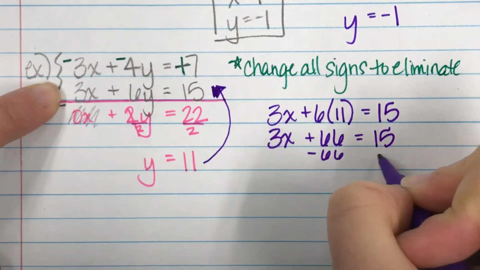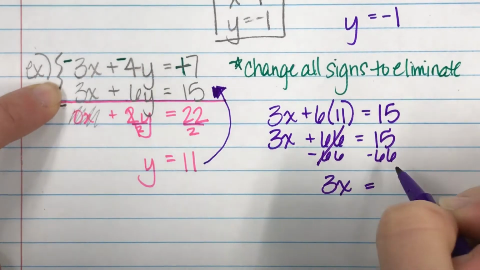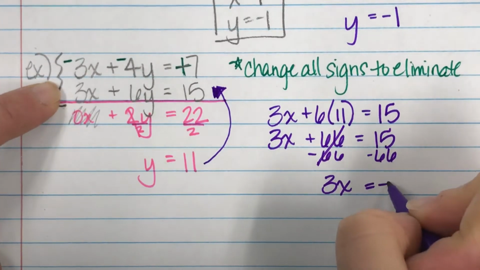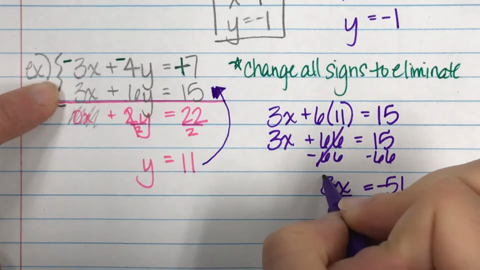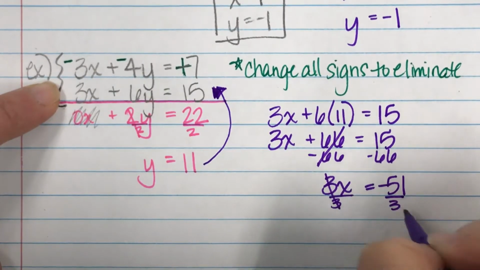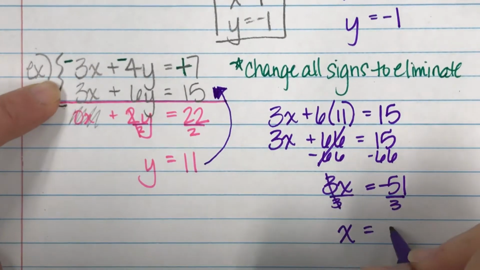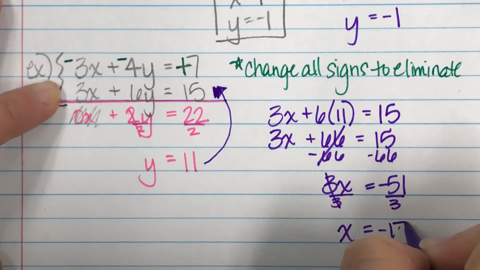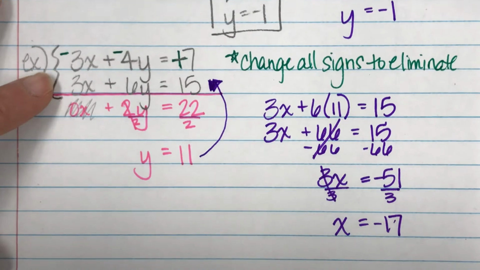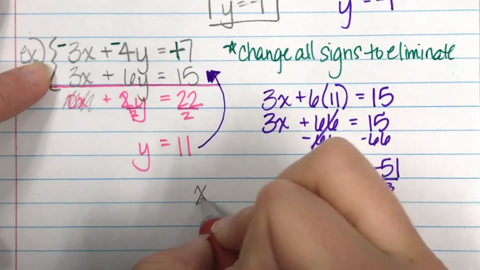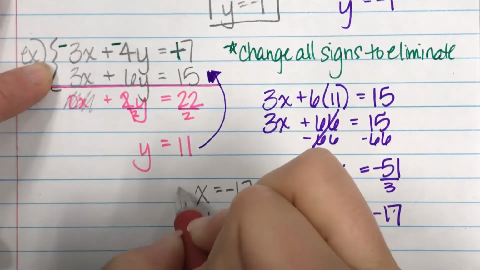Subtract 66 from both sides. So 3x equals 15 minus 66, which would give me negative 51. And then I'm going to divide by 3 to finish isolating x. And x would then equal negative 17. You might have to do some long division on that to figure out 51 divided by 3. But that's where you go. All right, so x equals negative 17, y equals positive 11.